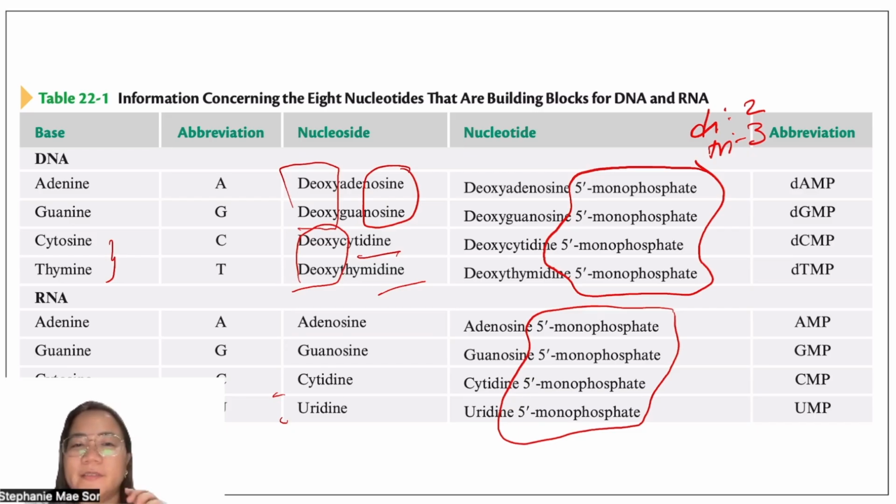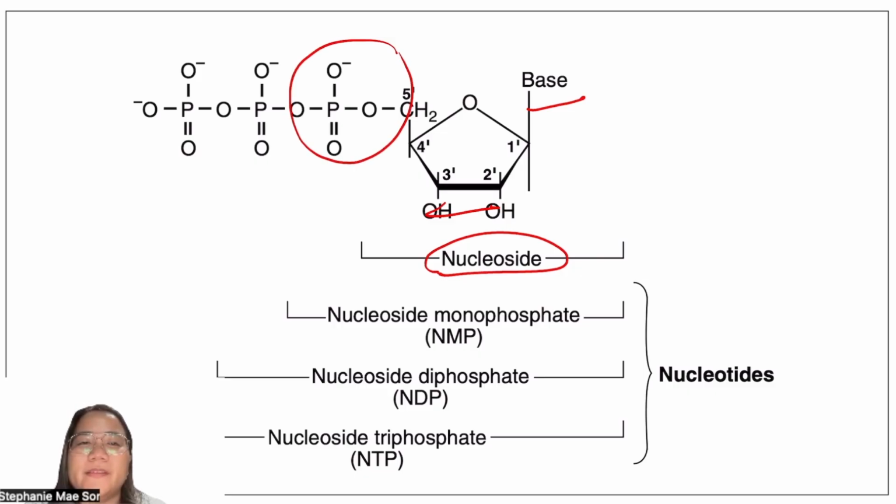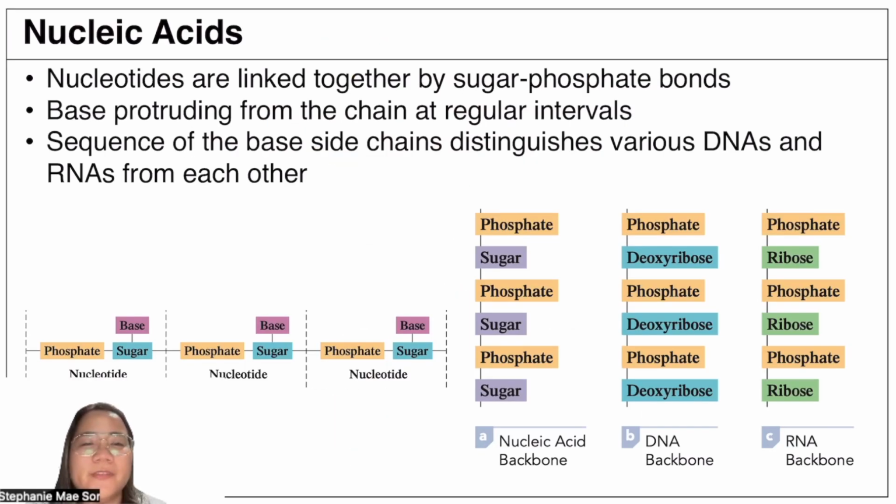So, if you have a sugar plus a base, you form the nucleoside. Kapag meron na siyang phosphate, that's when you start having your nucleotide. So, kapag isa lang yung phosphate, you add the monophosphate. Pag dalawa yung phosphate, you add a diphosphate. Pag tatlo yung phosphate, then that's the triphosphate. Okay? Clear? Next. So, how do these nucleotides form chains to form your nucleic acids?